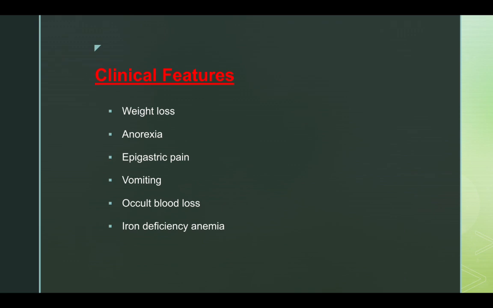Clinical features that can be seen in gastric carcinoma are weight loss, anorexia, epigastric pain, vomiting, occult blood loss, and iron deficiency anemia.